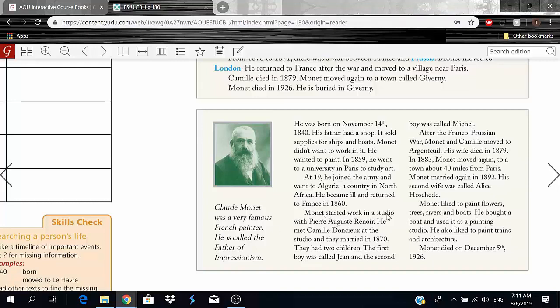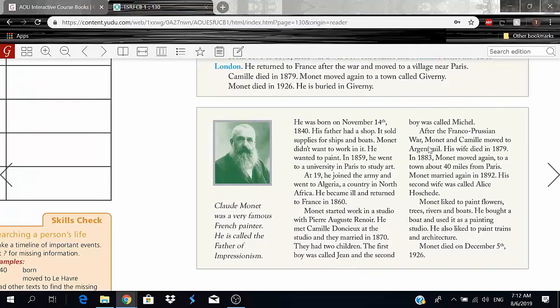Monet started work in a studio with Pierre-Auguste Renoir. He met Camille Doncieux at the studio and they married in 1870. They had 2 children. The first boy was called Jean and the second boy was called Michel. After the Franco-Prussian War, Monet and Camille moved to Argenteuil. His wife died in 1879. In 1883, Monet moved again to a town about 40 miles from Paris. Monet married again in 1892. His second wife was called Alice Hoschedé.